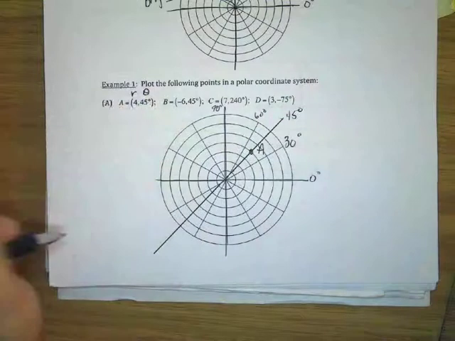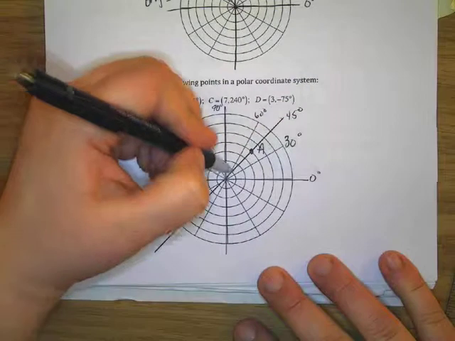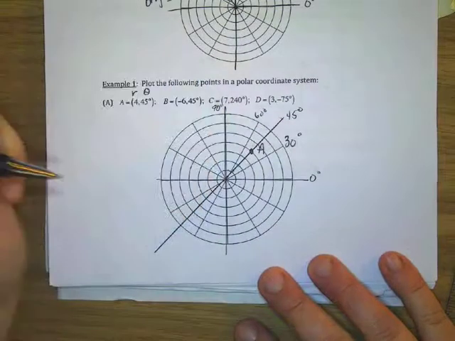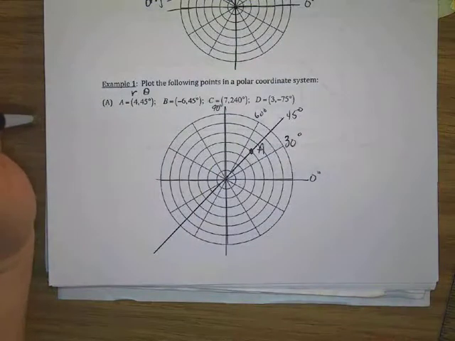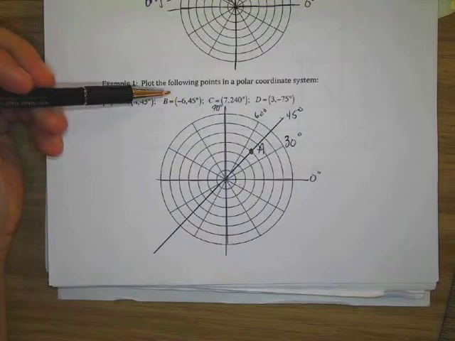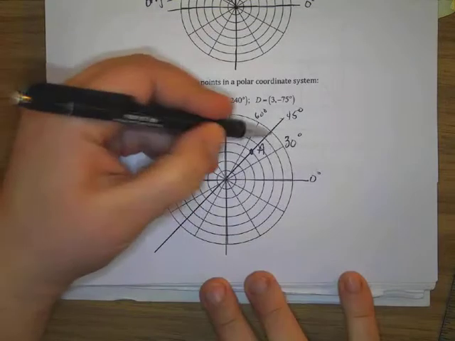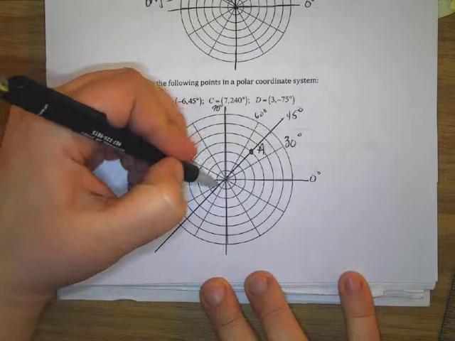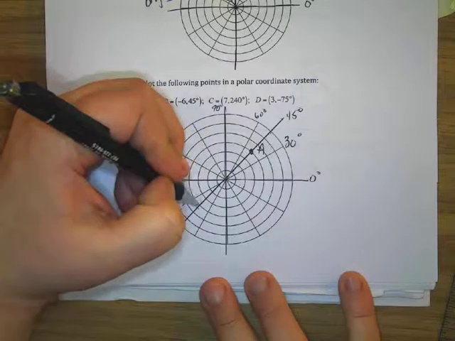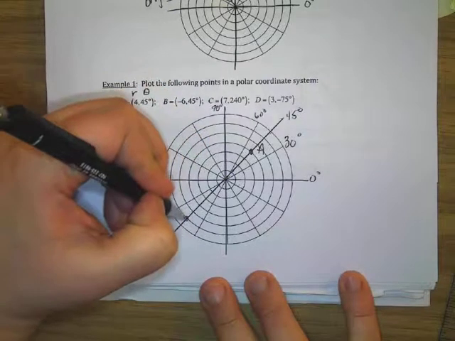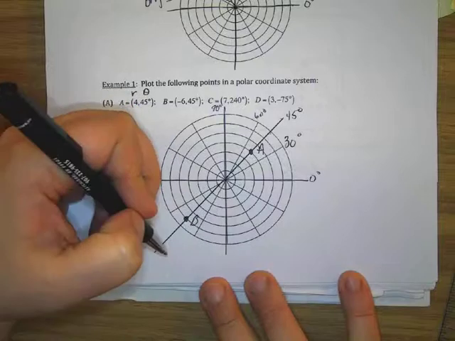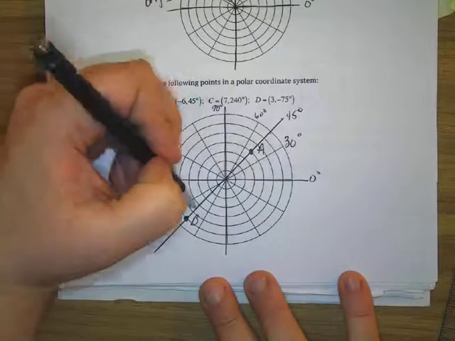You count the origin? Nope. So 1, 2, 3, 4. Is that okay? So for B, what's the difference? We still need to be on the 45, but the radius is -6. So instead of going out 6 this way, we're going to go backwards 6. 1, 2, 3, 4, 5, 6. So the radius just tells you to go the opposite direction when it's negative.